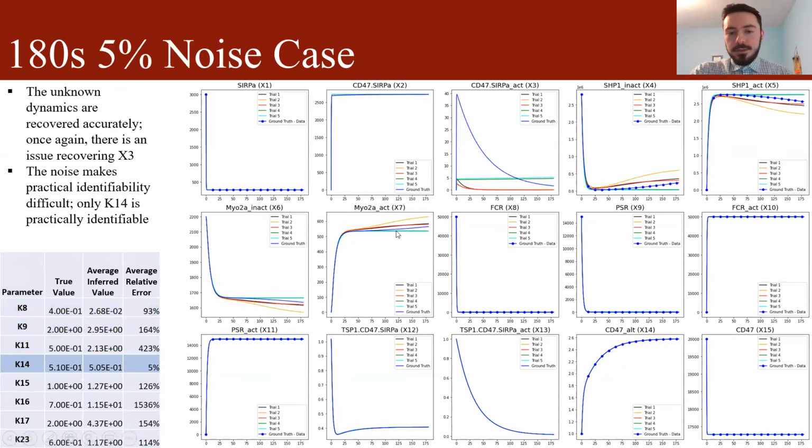Then when noise is added, we see that the unknown dynamics are still fairly well recovered, but there is some issue after around 75 seconds where it starts skewing off in the positive or negative direction for X4 through X7 again. And X3 still has difficulties in being recovered accurately. And the noise makes practical identifiability difficult in this case. And only K14 is practically identifiable again, as it was for the 100-second case with noise.